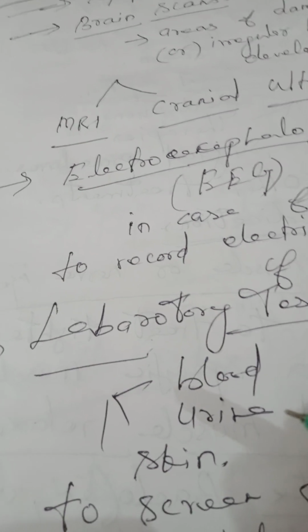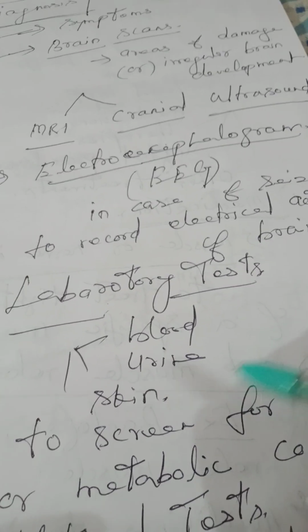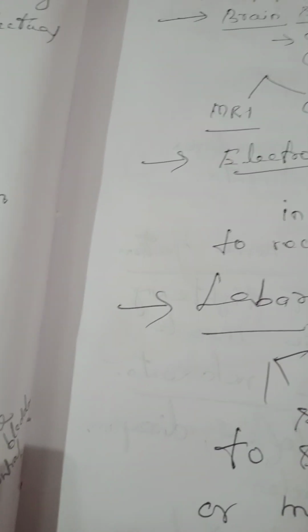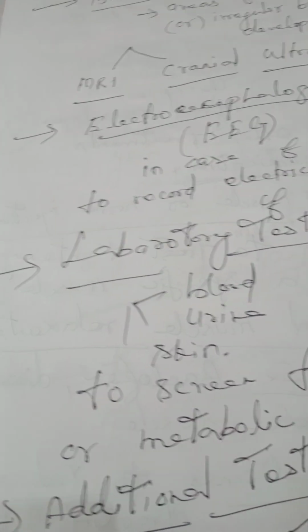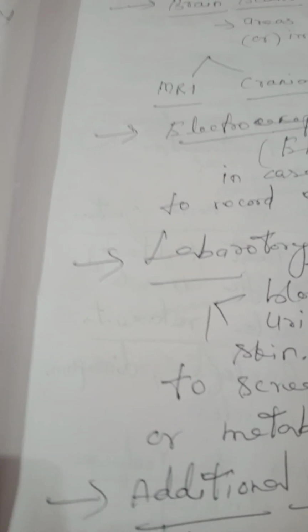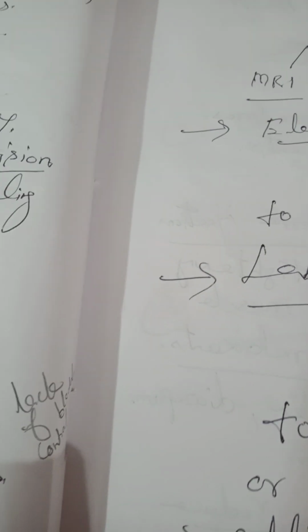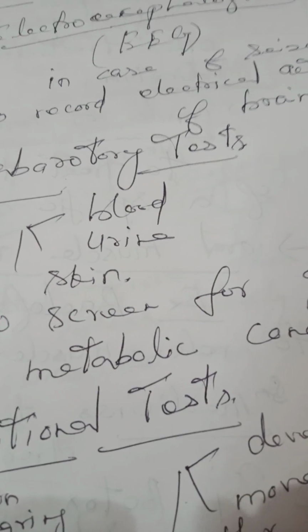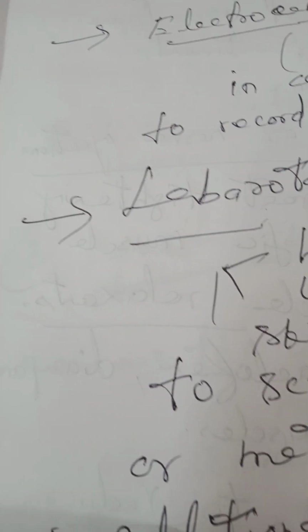Next, by doing laboratory tests, blood test, urine test and skin test, these are used to screen for genetic and metabolic conditions. Again, additional tests. They are having many problems: vision problem, hearing problem, speech problem, intellectual problem, development problem, movement problem, and other medical conditions. So depending upon their problems, the tests are done to evaluate their problems.